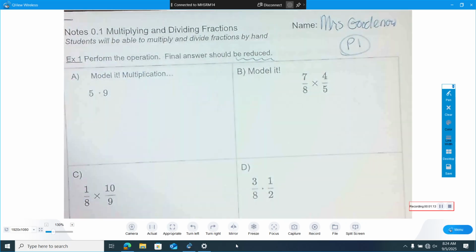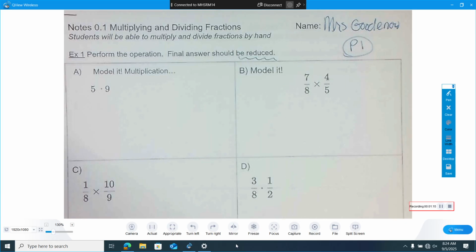All right. When possible, I am going to model things so that you understand that these are not just weird rules we made up. This is how it happens. Where does it come from? Why do we do that? So when possible, I'm always going to model it.